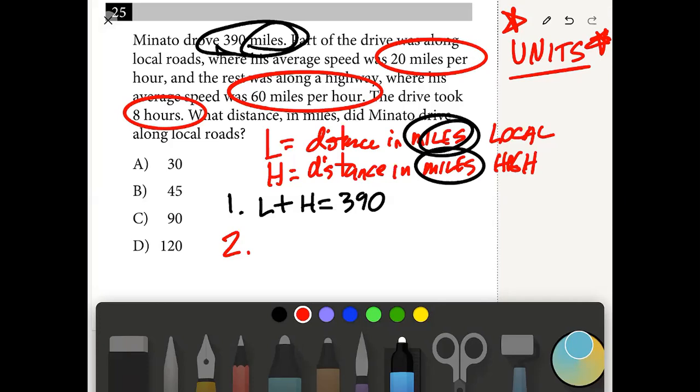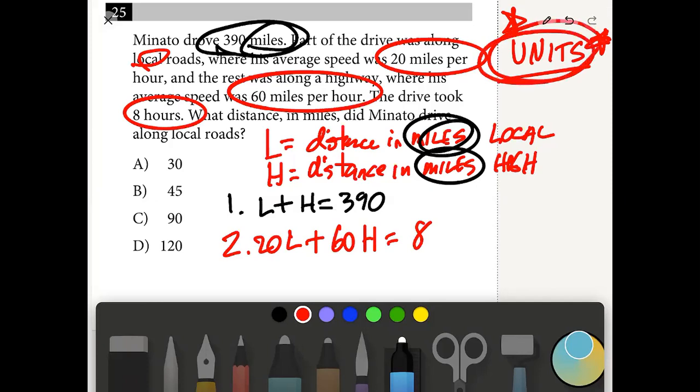Okay, a lot of students would do this. They would take the 20 and they would say, since it's local, they'll go 20L, and then they would go 60H equals 8. That's the equation that they would come up with. That is not the right equation. If you focus on the units, you can see that that's not the right thing. Actually, I'm going to go back and show you why that's not the right equation.